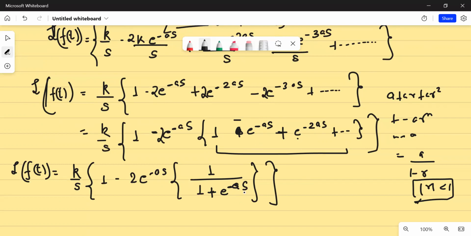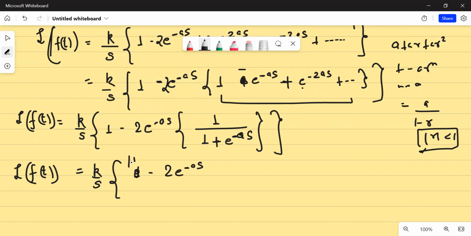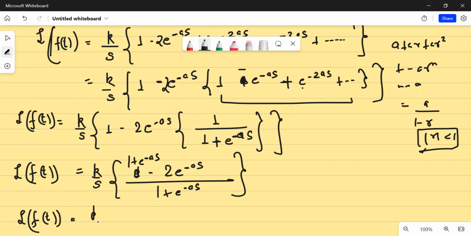Yes, sir. Okay, so I'm just using the formula for the sum of infinite terms in a GP. So the Laplace transform of your f(t) is simply k by s. So here it comes, this is 1 minus 2e to the power minus as, and this will be 1 plus, so here you write 1 plus e to the power minus as, divided by 1 plus e to the power of s. And simply the Laplace transform of your f(t) is equivalent to writing k by s, and that is 1 minus e to the power minus as divided by 1 plus e to the power of s.